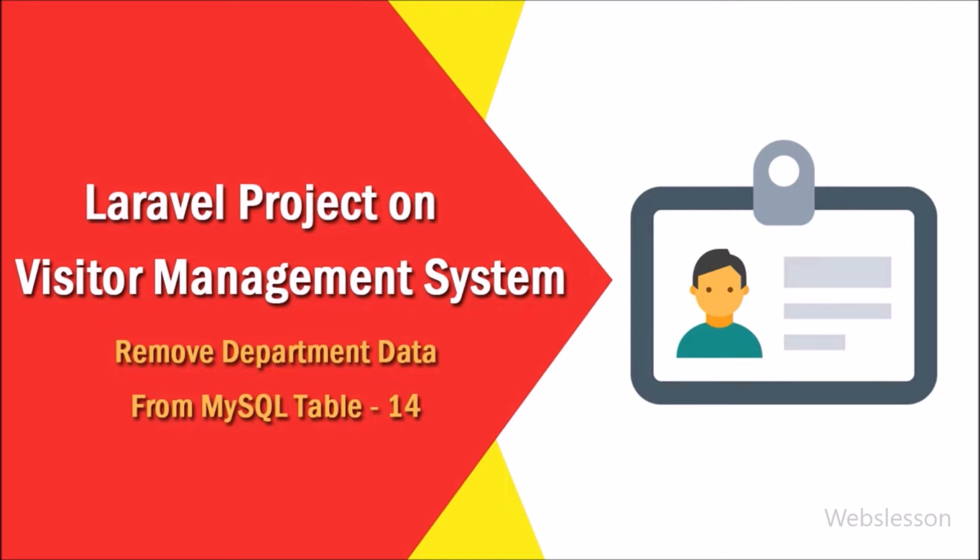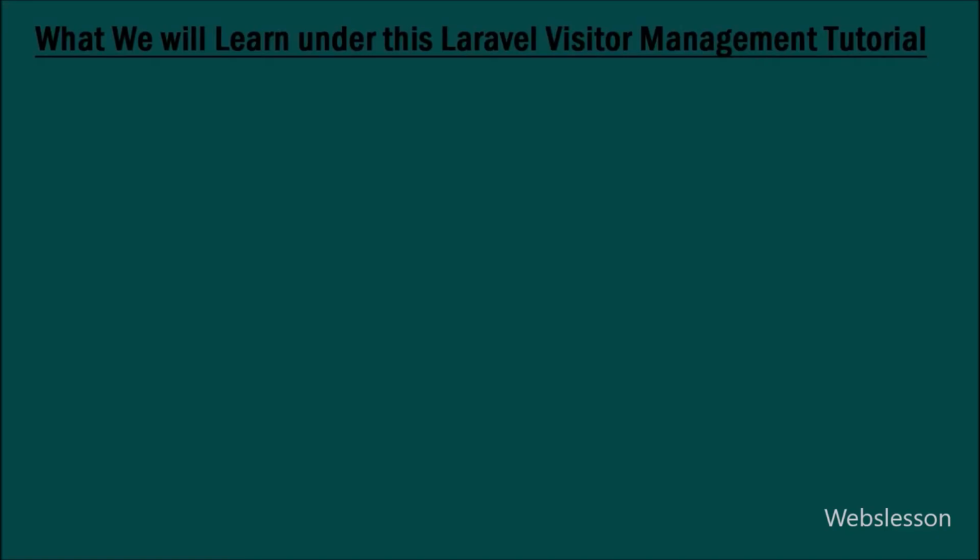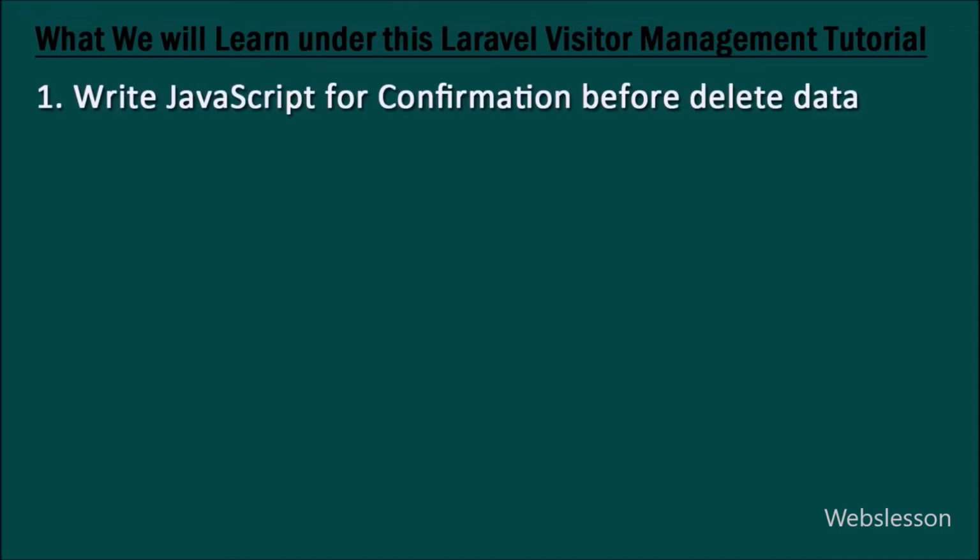In the previous part, we have already seen how to update or edit department data under this Laravel Visitor Management System, and now we have to learn how to delete department data. So for deleting department data, first we will write JavaScript code for a pop-up confirmation dialog box before deleting the department data.